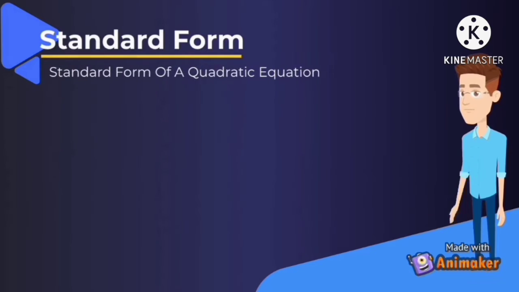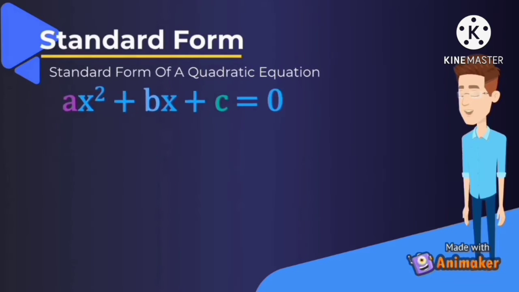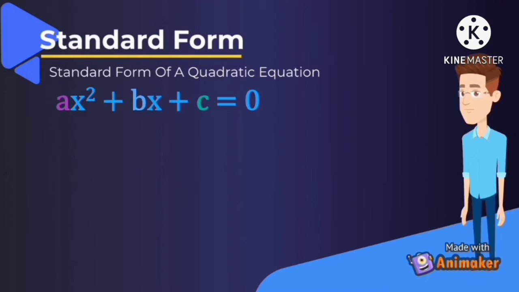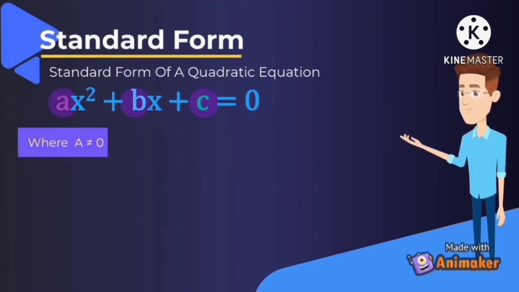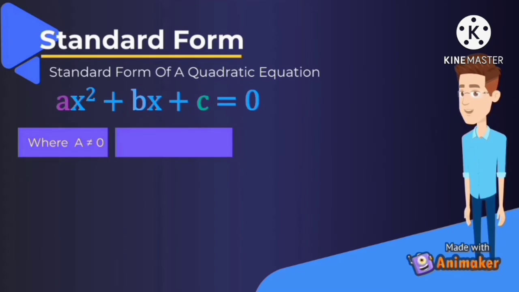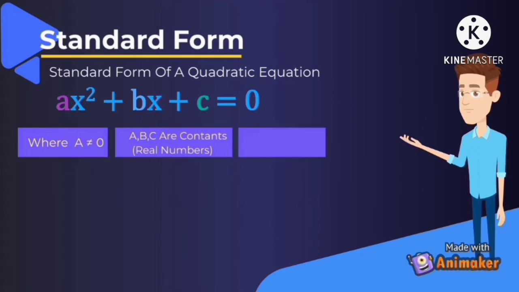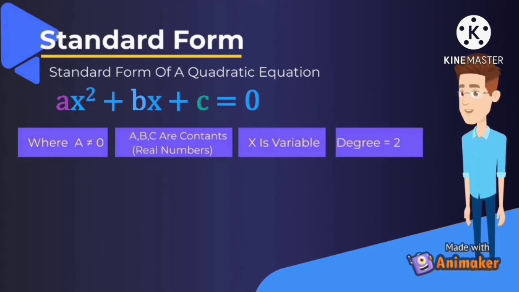The standard form of a quadratic equation is ax squared plus bx plus c equal to 0, where the constant a cannot be 0. A, b, and c are constants which are real numbers. x is an unknown variable, and the highest degree of a quadratic equation is 2.